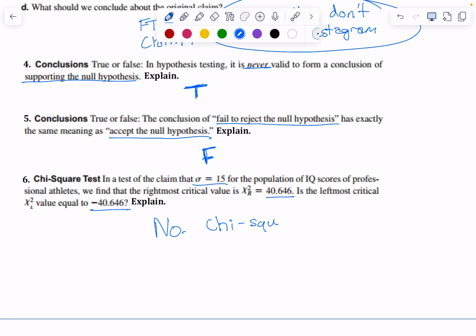Chi-squared values are only positive, right? And they're not even the same number. Like one of them is 10 and the other one is 40 or whatever, that's how they work. Chi-squared values are only positive. That's how that goes.